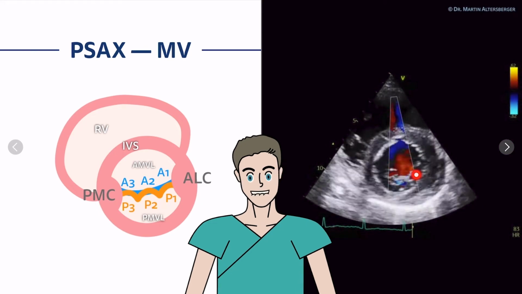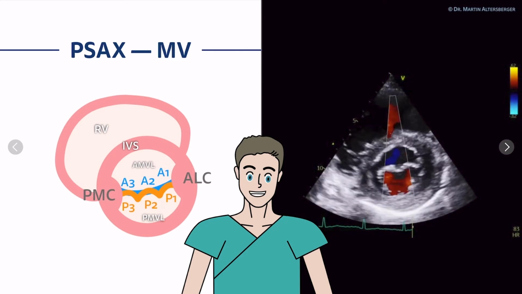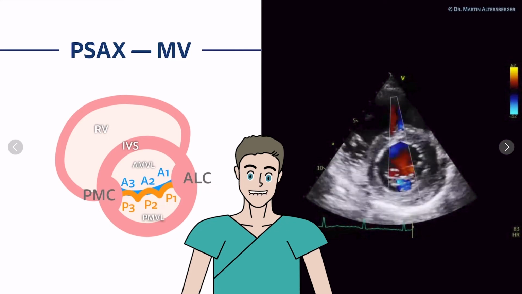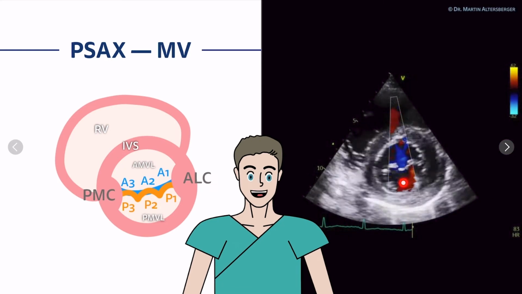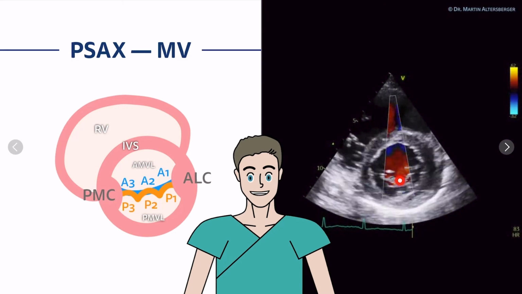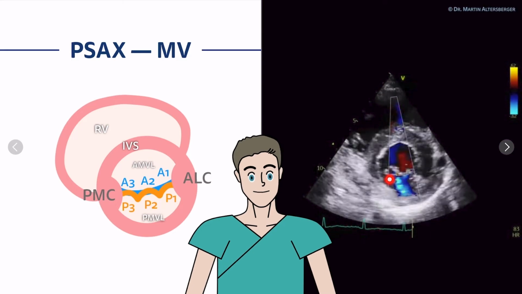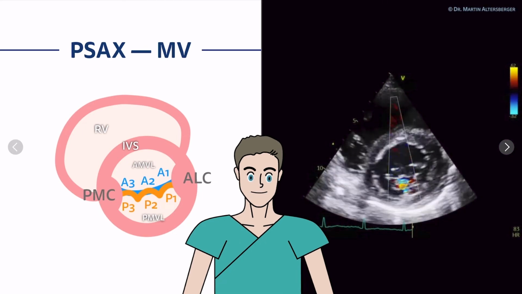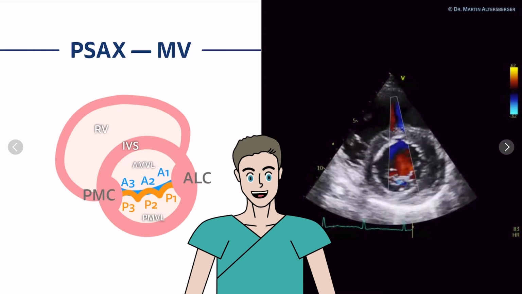So this jet over here, there's turbulent flow, and this is the regurgitant jet you can already appreciate in this view. Most importantly, in this specific view, you see that the origin of the jet is most likely in the P2 segment. So this is P2, this is A2. Here we have P3, P1, and here in the center of the valve, the regurgitation jet, which is eccentric, is present.